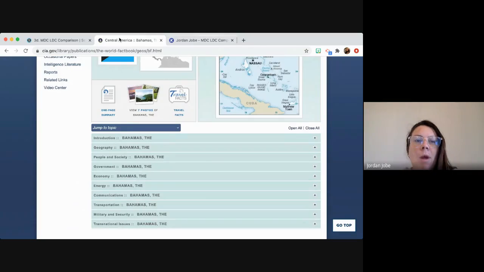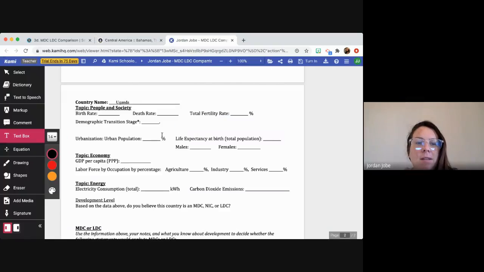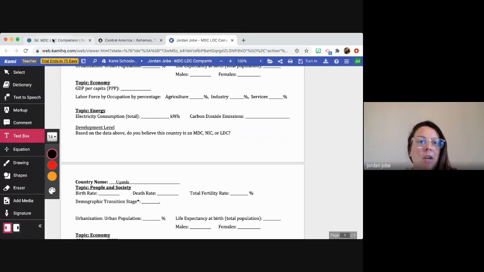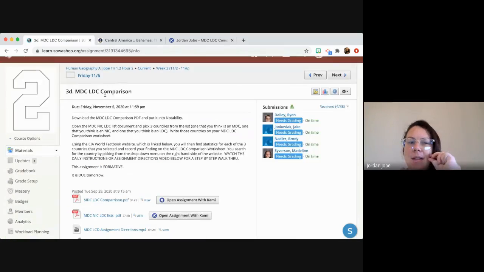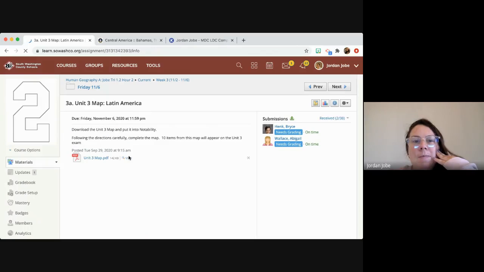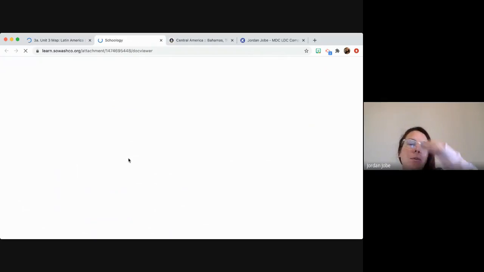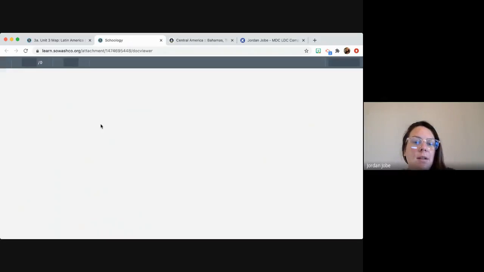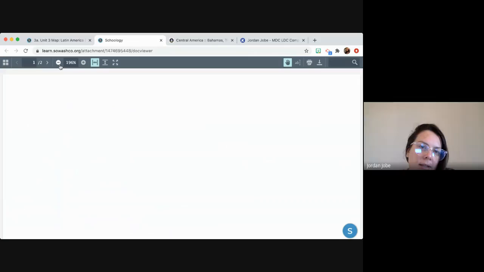When you are finished filling out this assignment, turn it in for your MDC LDC comparison. Then, when you are completed with that, your last assignment for today is your Latin America map. Just like your other maps that you have created, you will be taking a look at Latin America and identifying countries and capitals.